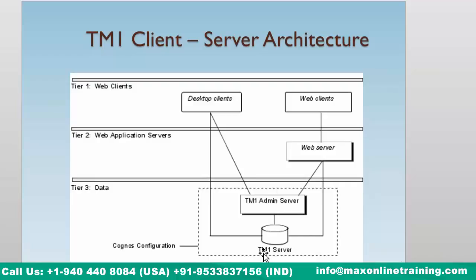And from there you have got web clients and desktop clients. A desktop client is a standalone machine, where you can have your Architect and Perspectives installed. Web clients are TM1 Web, and your Performance Modeler also can act like a web client, and your Cognos Insight also can act like a web client. And these are all the clients which can be taken into consideration.